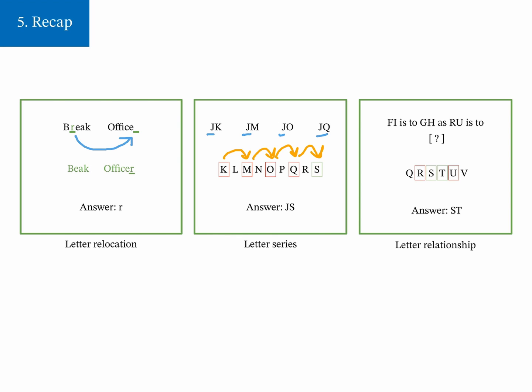And then finally, we looked at a very similar question type, letter relationship. And this is where we are given 2 pairs of letters. We have to figure out what the relationship is between the first pairs of letters and then apply that to a new pair in order to determine what the missing pair is. And so again, we figure out how F is related to G in this example, how I is related to H, and then we do the exact same relationship to get from R to S and from U to T.